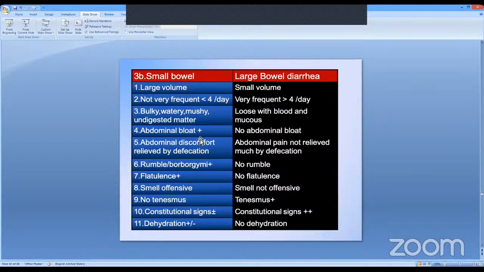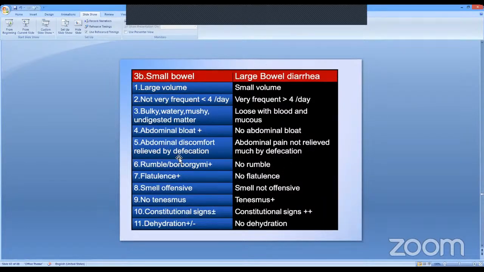Abdominal bloating, if present, we think of small bowel. If there is no abdominal bloating, we have to think the large bowel is affected. Abdominal discomfort relieved by defecation indicates small bowel. Abdominal pain not relieved much by defecation is large bowel. Rumbling or borborygmi, obviously we have seen this in lactose intolerance. Here it will be present; in large bowel, there will be no rumbling or borborygmi.